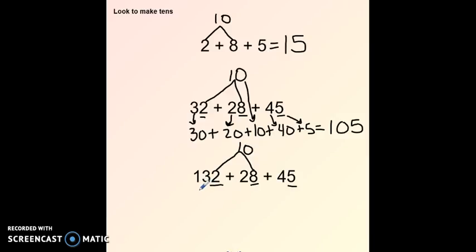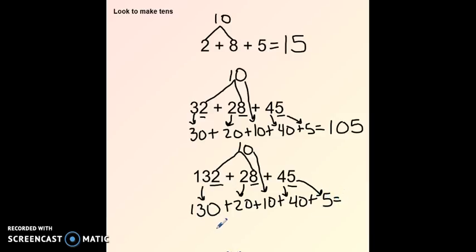Now I'm going to take the remaining numbers and I'm going to add them up. So here I have 130. Plus this 2, which is 20, plus the 10, plus the 40, plus the 5. So let's add it up.